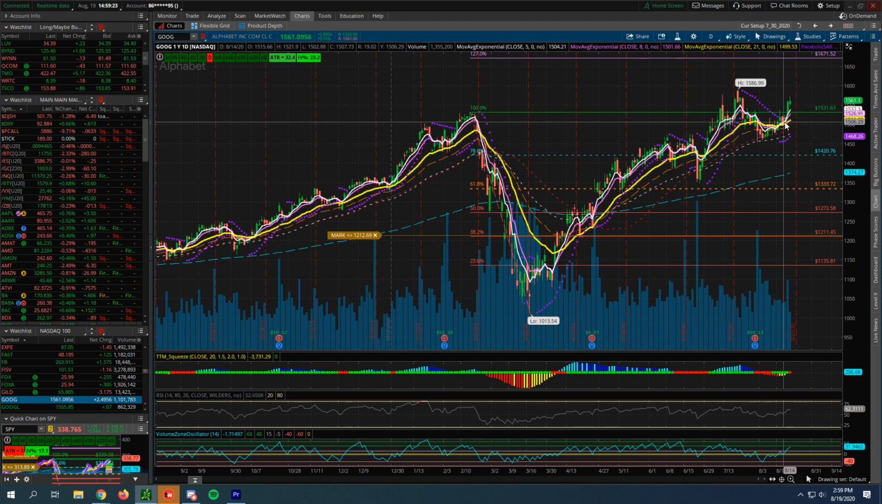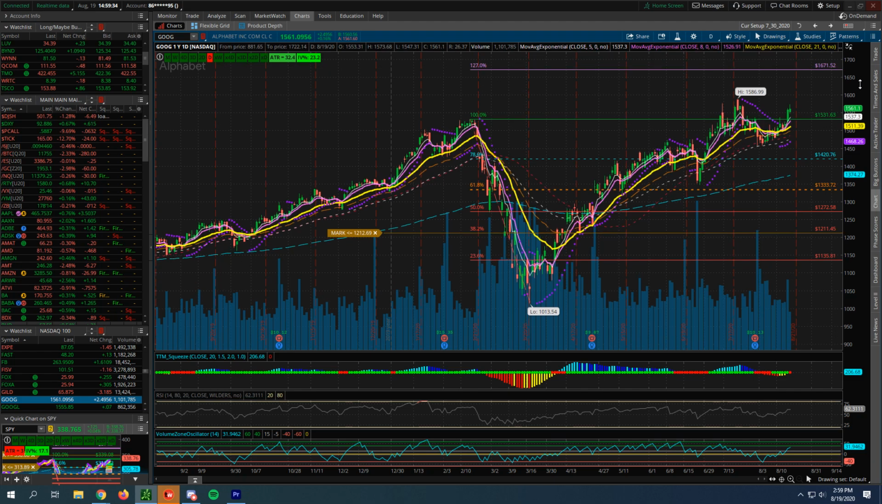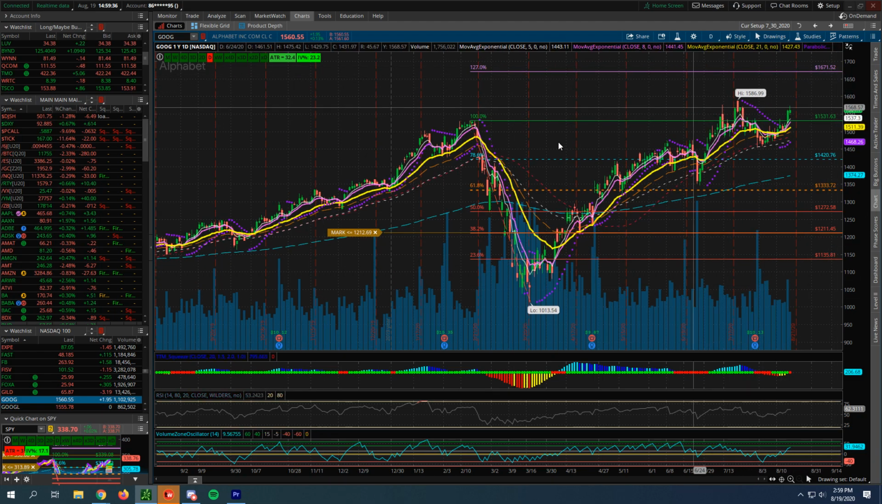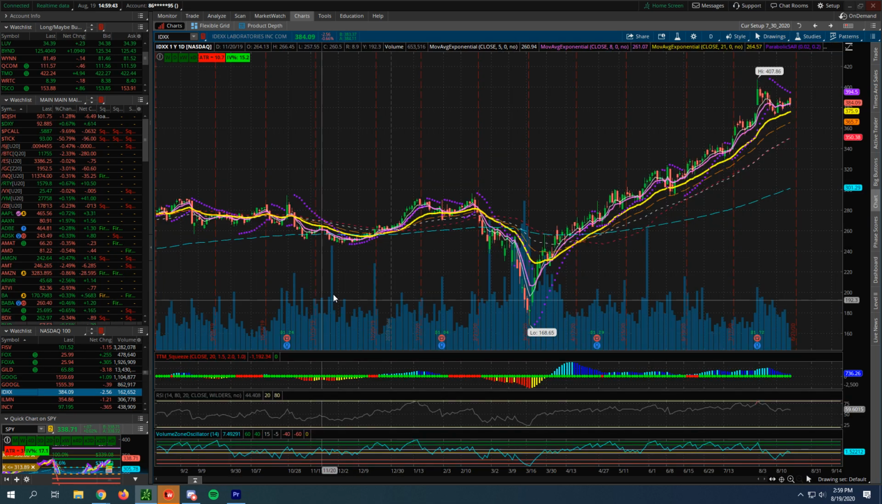Initial downside support around the 34 EMA, which is around $1,500. Looking for this squeeze and potentially some more momentum coming in to kind of test that $1,670 price target there. The same thing with this particular GOOGL again.